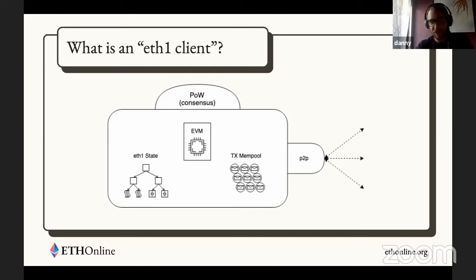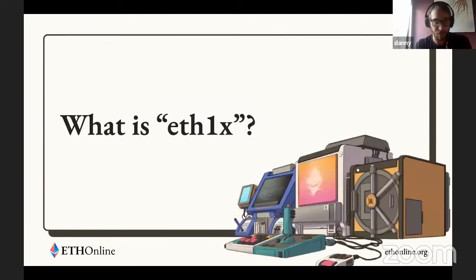And then you have everything else, and everything else is a lot. And everything else is, again, where a lot of the hard work is done. Managing the EVM, state transitions, managing the complex state and the state tree, managing the mempool and all the complexities that come with that. And so that's an Eth1 client. And the bulk of the work is not in that proof of work component.